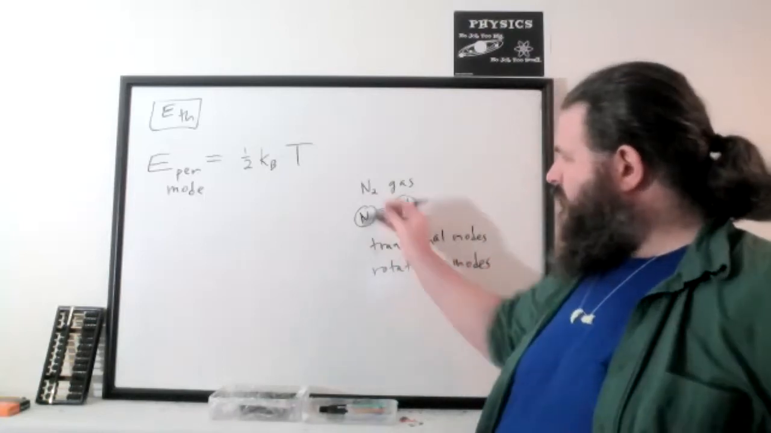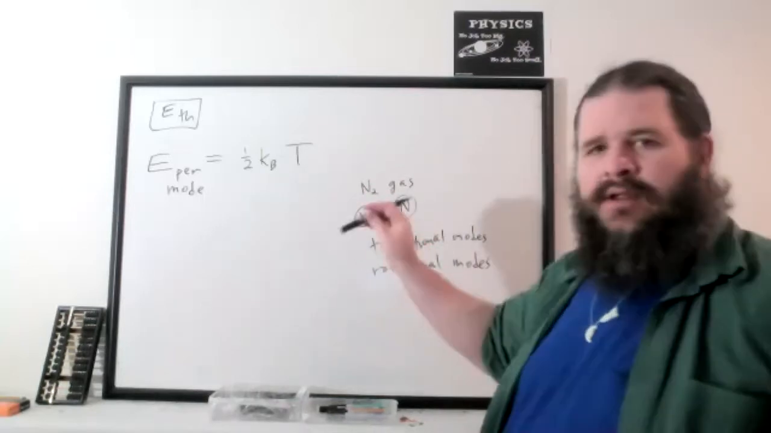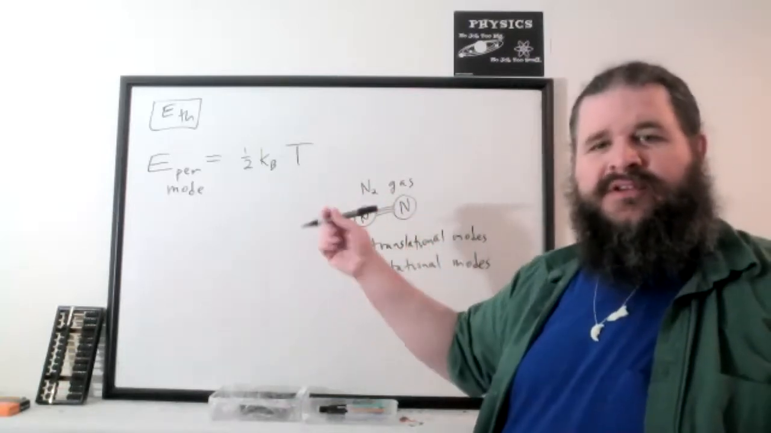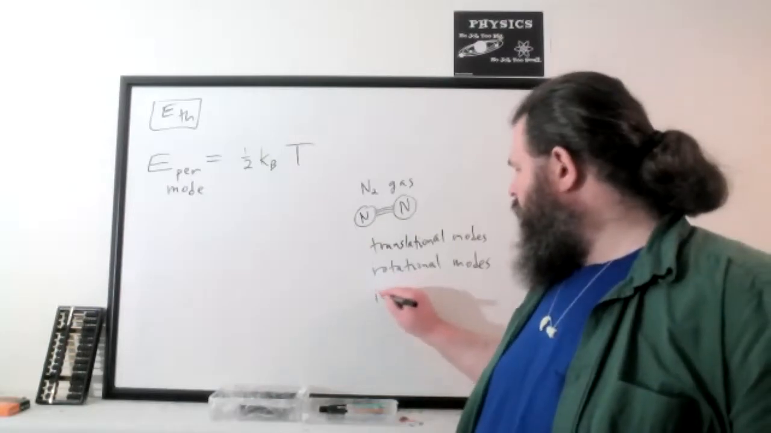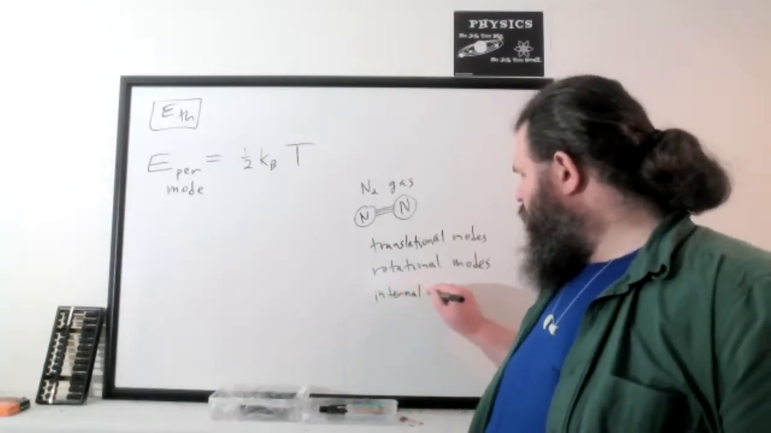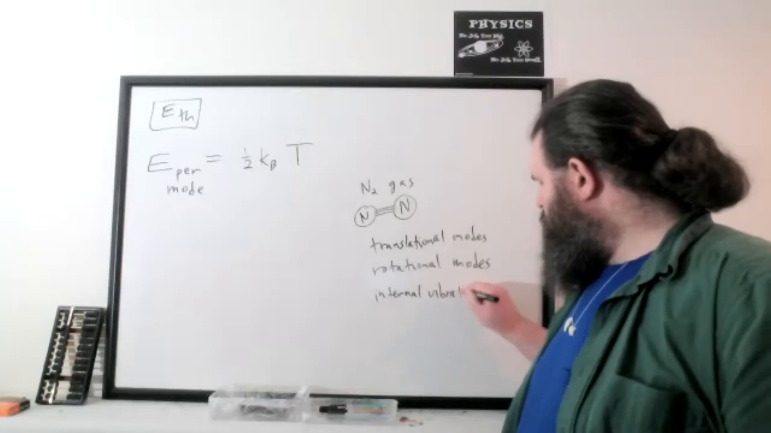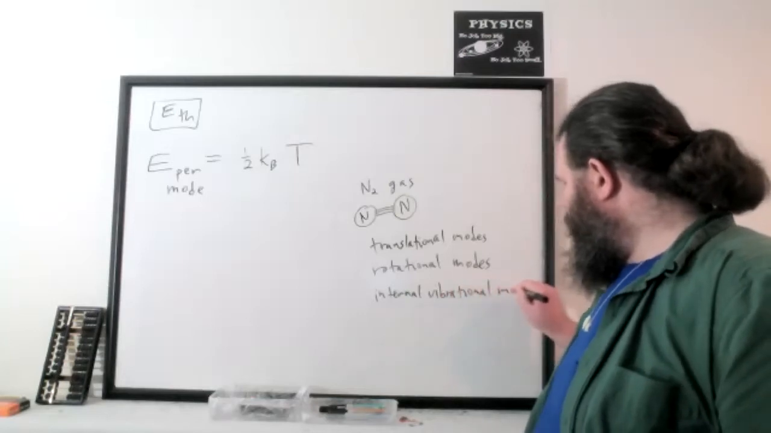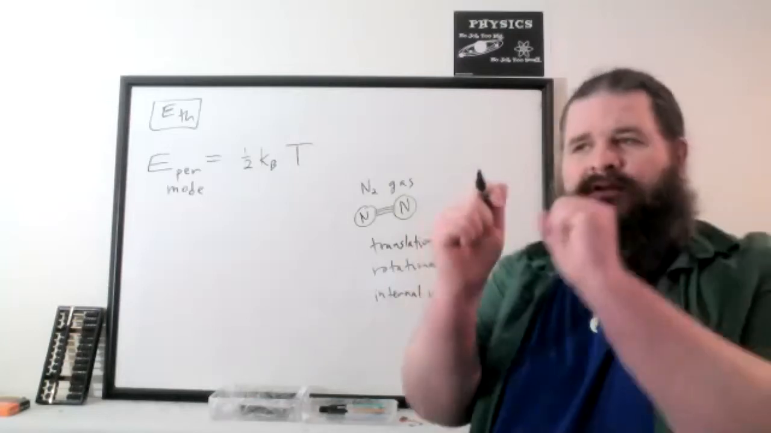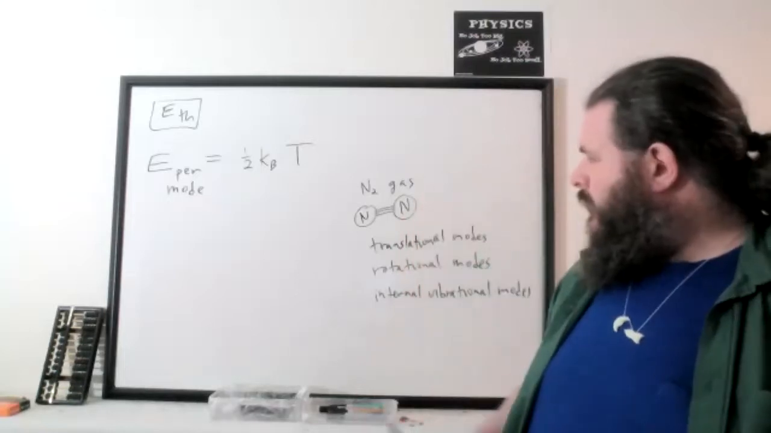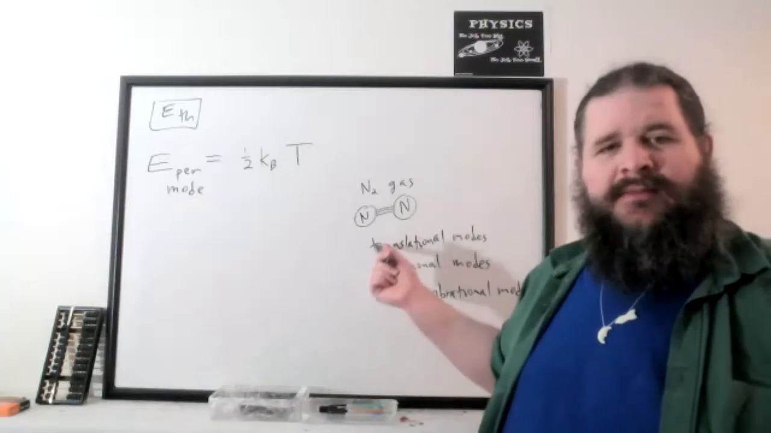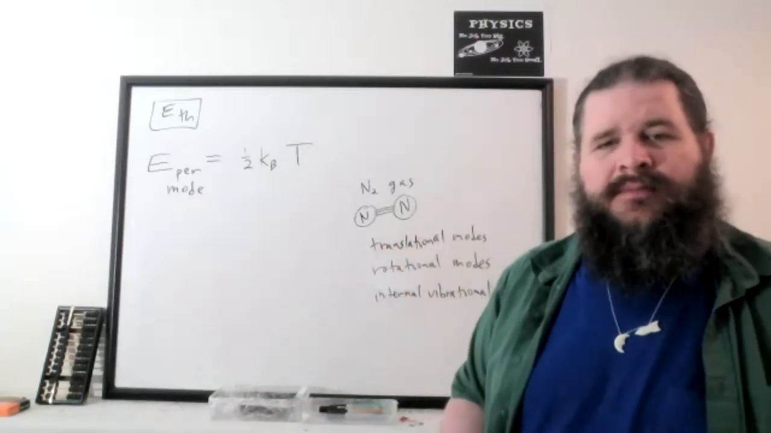So it's got translational modes because it's able to move around. It's got rotational modes because it's able to spin. And yeah, it could also have internal vibrational modes. Because it's possible that the atoms might be vibrating against each other inside the molecule. And how many of these would we expect? Like how many ways can the particle be moving?